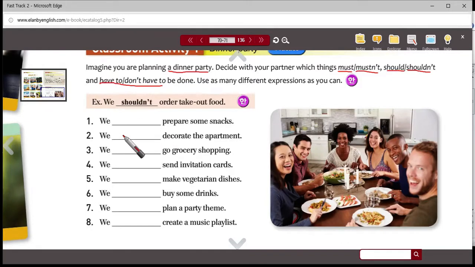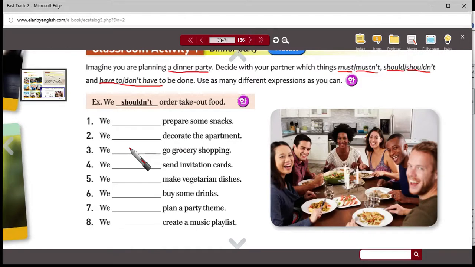Number two, we don't have to decorate the apartment. You have to clean it. All right, let's be clear about that. But decorate it? Most dinner parties I've been to have not really been decorated, unless it's a theme party. If you go to a Christmas party, there might be some decorations. But just for a plain dinner party, you don't have to decorate.